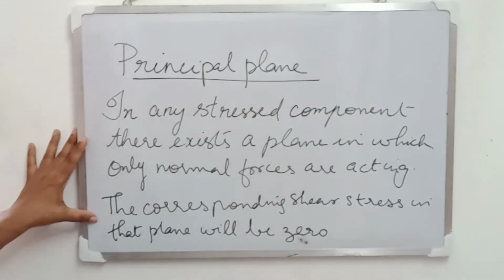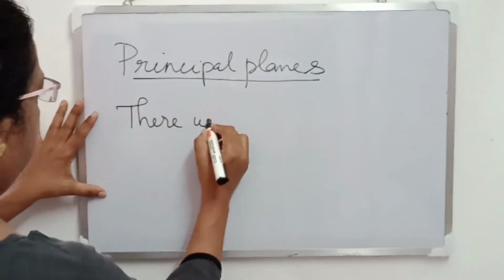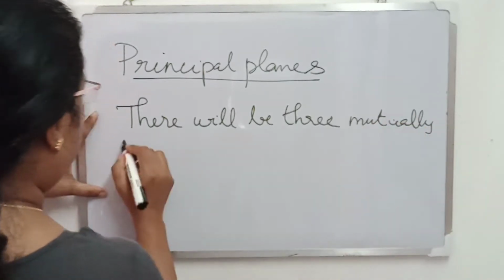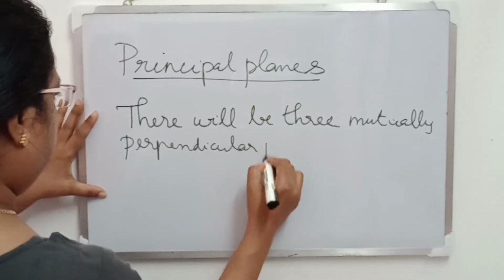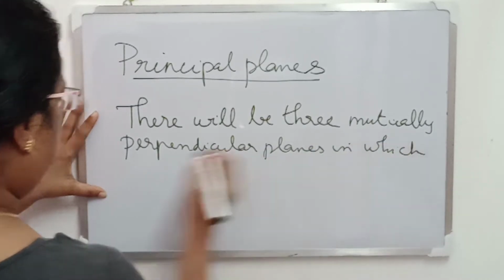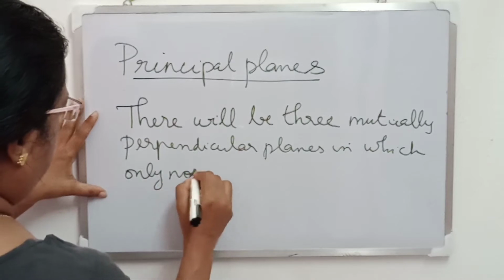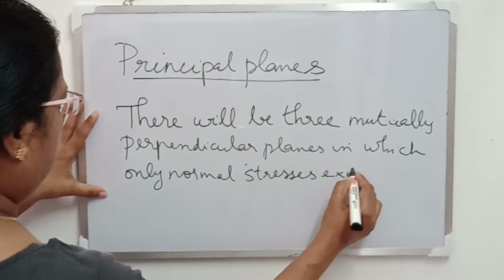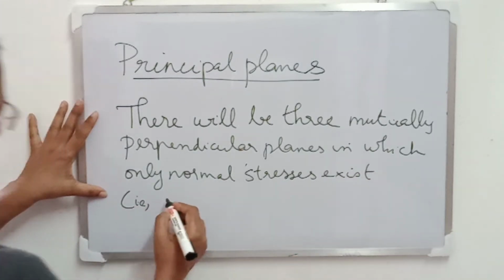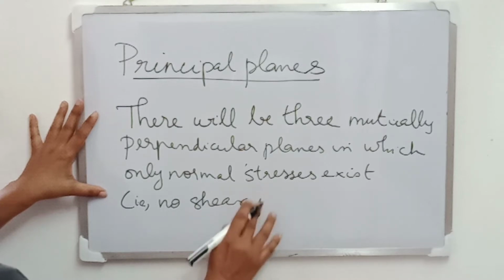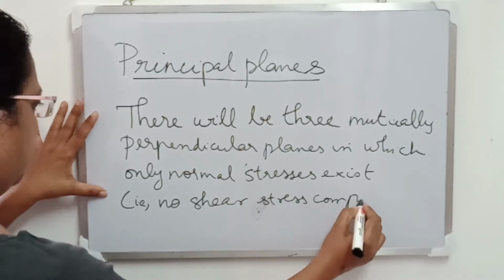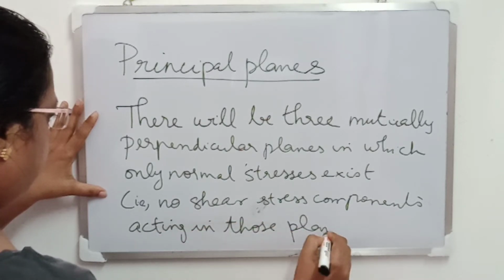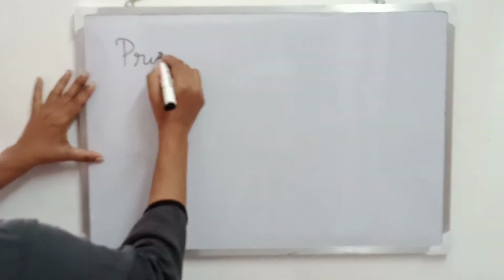So will there be one principal plane or multiple principal planes in a stress component? There will be multiple principal planes. So I'm giving the definition of that too. Principal planes means there will be three mutually perpendicular planes in which only normal stresses are acting. That is, the shear components on these three planes will be zero, that is, no shear stress components acting in those planes. That means the principal planes.